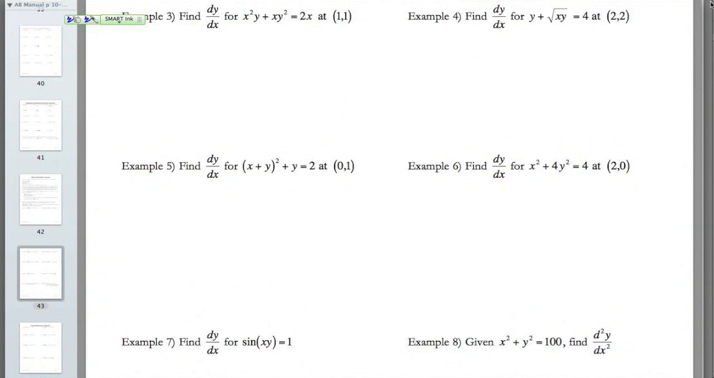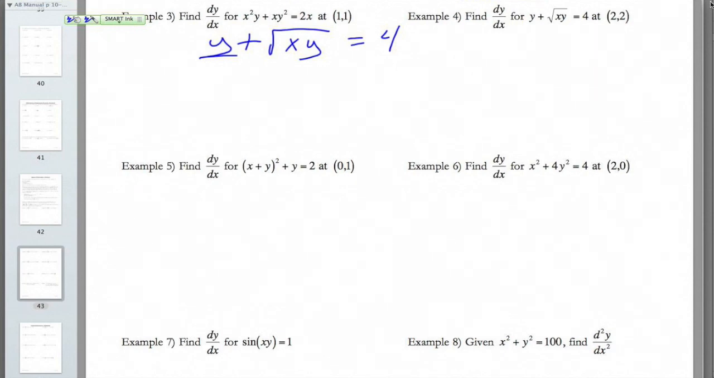Number 4 is y plus the square root of xy equals 4. We want to find the derivative and plug in the point (2, 2). So dy over dx is the same thing as y prime. That is correct. All right.